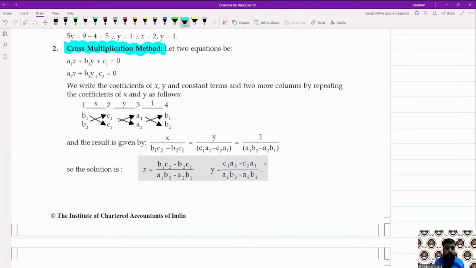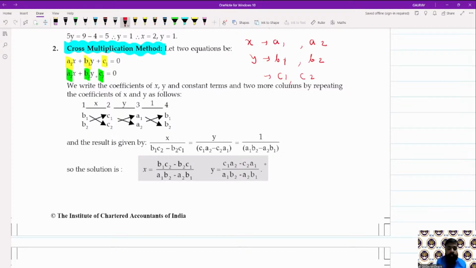You can do it any way. Now, in this cross multiplication method, what we have to do is arrange the two equations. Let's say the two equations are a1x plus b1y plus c1 is equal to 0. This is the first equation. Then the second equation is a2x plus b2y plus c2 is equal to 0. This is the second equation. Now we have to take the coefficients of x, the coefficients of y, and then the constants, and separate them. The coefficient of x is a1 for the first equation, a2 for the second equation. The coefficients of y are b1 for the first equation, b2 for the second equation, and the constants are denoted by c1 for the first equation and c2 for the second equation.